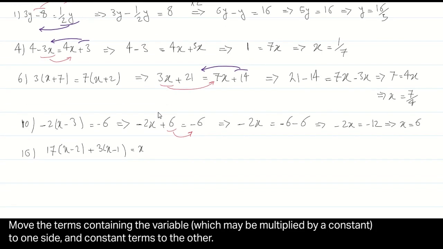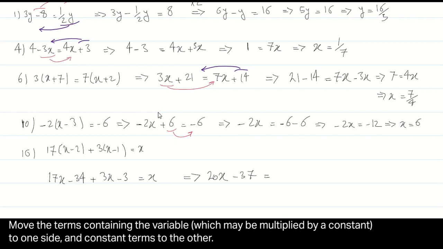Now, in order to solve this again, we have to expand the brackets first. So, expanding the first bracket, we have 17x minus 34. And expanding the second bracket, we have 3x minus 3, which is equal to x. Now I'm just going to simplify and calculate the values on the left-hand side. So on the left-hand side, we have 17x and 3x, which would be equal to 20x. And we have negative 34 and negative 3, which would be equal to negative 37.